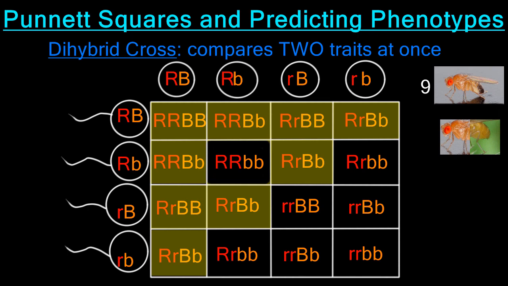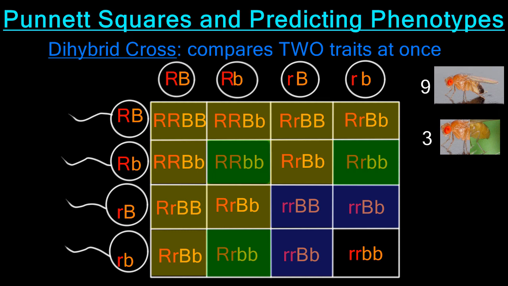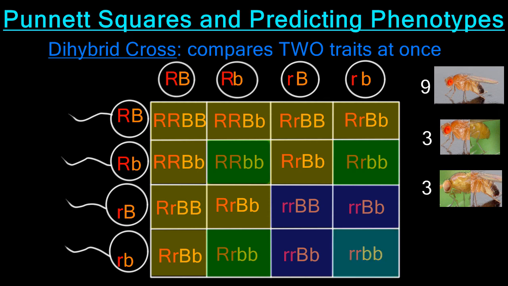In order to have the phenotype red eyes with yellow body, the genotype will need to have at least one big R and 2 little b's. These 3 boxes are shaded in green. There are also 3 boxes that have 2 little r's and at least one big B, giving them the phenotype sepia eyes with a brown body. These 3 boxes are shaded in blue. There is only one box remaining with the genotype little r, little r, little b, little b. This individual has both recessive traits, sepia eyes and a yellow body.